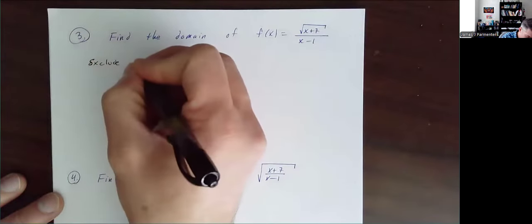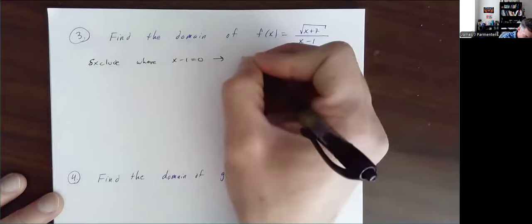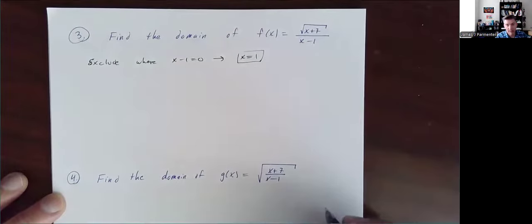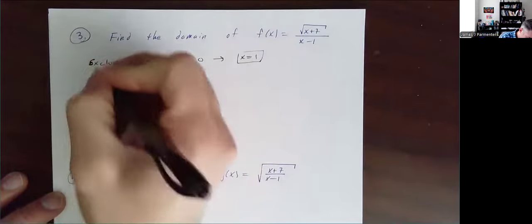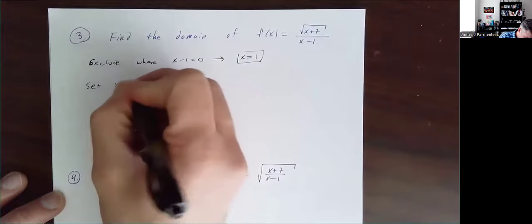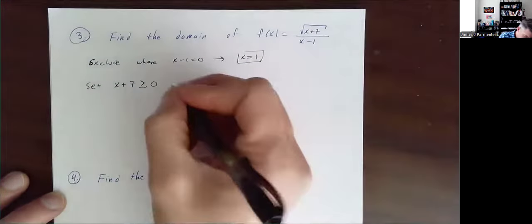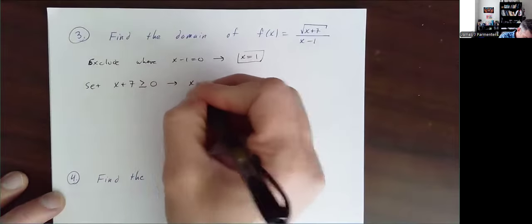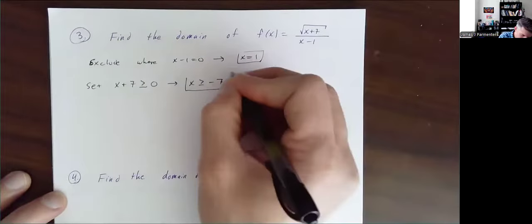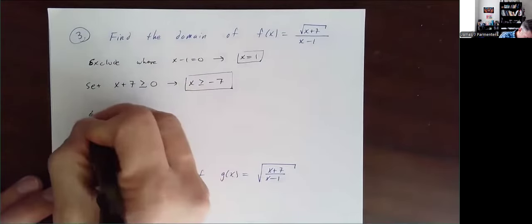I want to exclude where x minus 1 is equal to 0. Or in other words, I want to exclude x equal to 1. Great. So I don't want x equal to 1. And then I also need to, and I know that looks terrible, sorry, I need to set the stuff inside the square root to be greater than or equal to 0. So in this case, that's going to end up being just x bigger than or equal to negative 7. Personally, I find it easiest to figure out what I want to do by drawing things on the number line. The number line is your friend here. Use the number line.